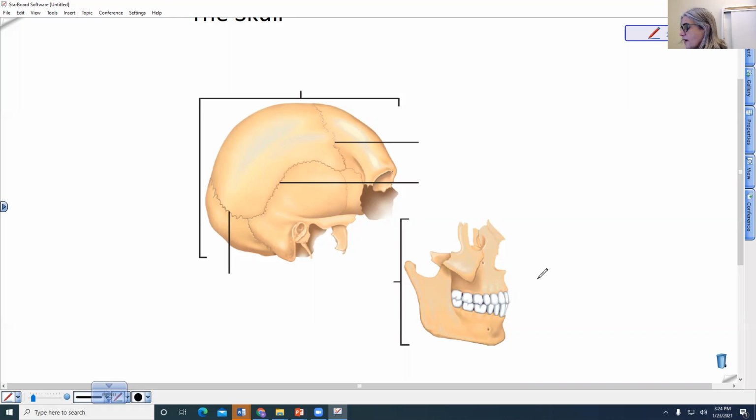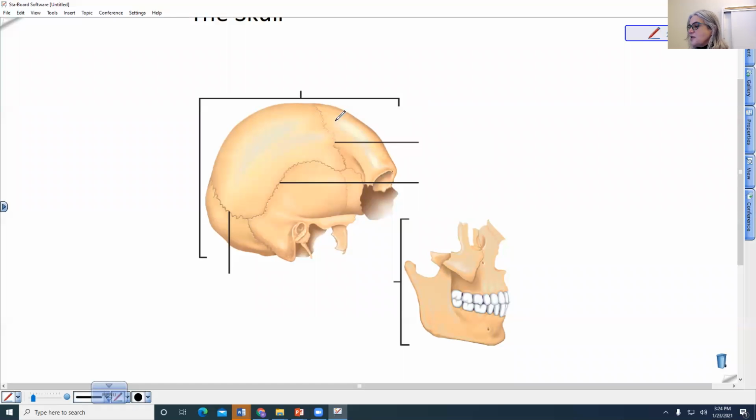We also have places where muscles attach onto the face and allow for facial expressions. This is also where we have teeth secured to the upper jaw. This is the maxilla, and the lower jaw, which is the mandible.